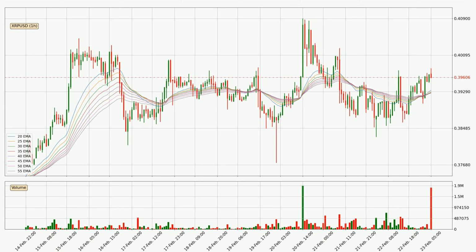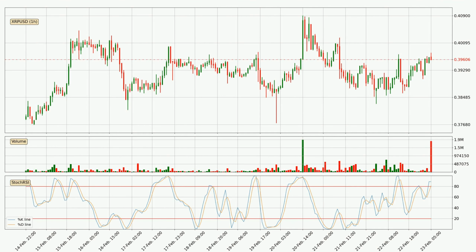Looking at the hourly stochastic RSI, both the %K and %D lines are in the higher region, which means that the price is getting overbought and soon a trend change or at least some kind of consolidation could be expected. However, the K line still hasn't crossed the D line, so you should wait to see if the trend will actually go down.